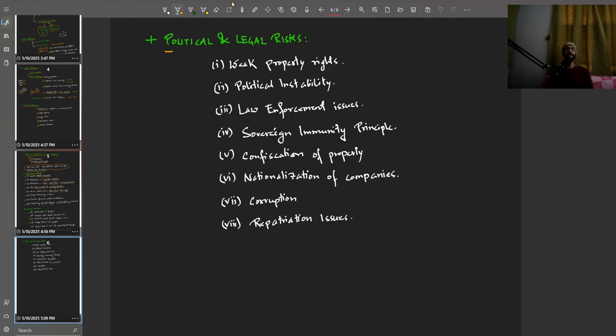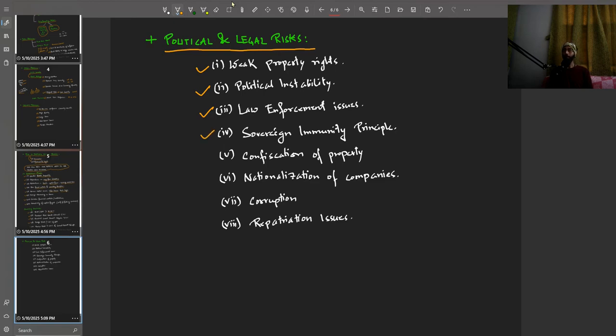Next, political and legal risks. We have so far discussed the economic factors. Now we'll discuss the political and legal factors. So first is weak property rights. Weak property rights means the contract laws are weak. The enforcement is also weak. This factor you have to take into account. Then political instability. Political instability can be due to many reasons: frequent elections, coalition governments, instability in the political system. All these factors have to be taken into account. Law enforcement issues. There can be written laws, but you need an entire system in place to enforce them. There can be issues there.